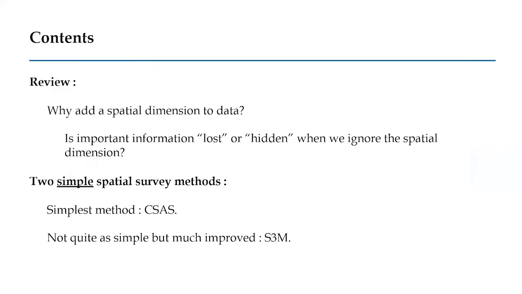What we're going to do is have a little bit of review as to why we might want to have a spatial dimension to our survey data, and ask the question: if we ignore the spatial dimension of the data, do we lose any important information, or is any important information hidden in the sample? And we'll look at two simple spatial survey methods. The absolute simplest method, the centric systematic area sampling method, and another one that's based on that, but not quite as simple, though very much improved: the simple spatial survey method, S3M.